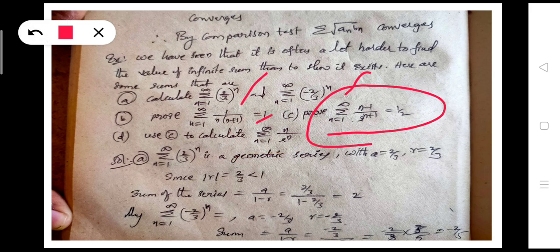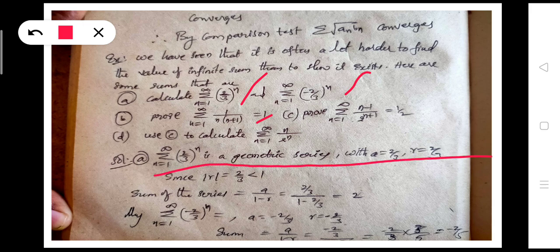First take the solution of A, that is sigma n is equal to 1 to infinity 2 by 3 whole power n. It is a geometric series with first term 2 by 3 and common ratio 2 by 3. So now find the sum of the geometric series here. Since mod r is equal to 2 by 3, which is less than 1.